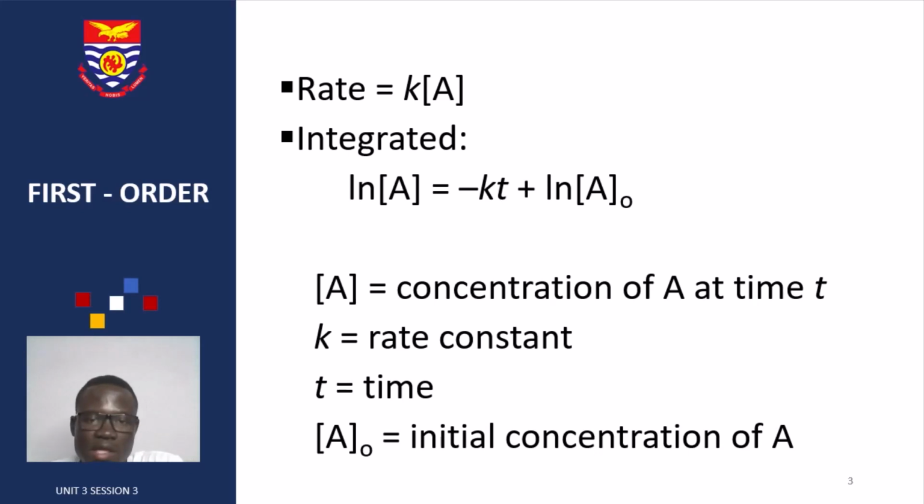For a first order reaction, we earlier on studied that rate is equal to k concentration of A. So, to find the integrated, we first of all take the natural log of A, and since k is a constant, we all know the integration of a constant, what it means, times time plus the natural log of the initial concentration. So note that this is at time t and this is the initial concentration. This is the final concentration of A and this is the initial concentration of A. So basically this is the concentration of A at any time t. The k is the rate constant, t is time, and this is the initial concentration.